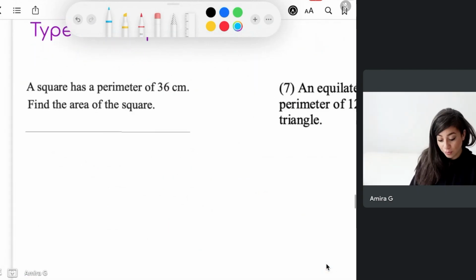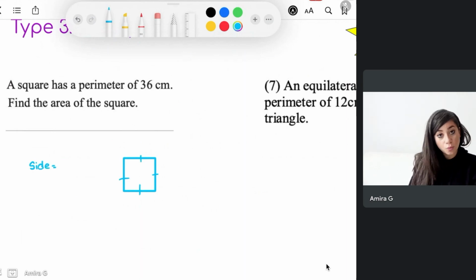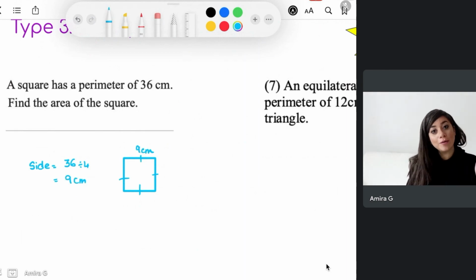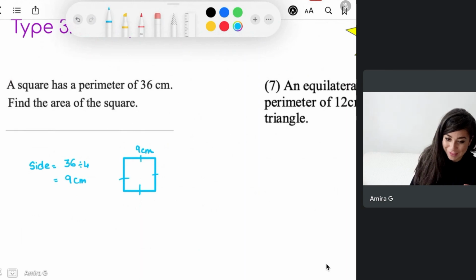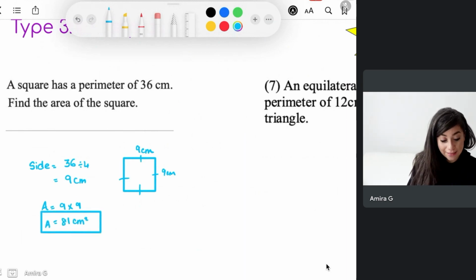Okay, the really simple one: a square has a perimeter of 36 centimeters, so you draw out a square, and then we know that all the sides are equal. If the perimeter is 36, one of the sides is going to be 36 divided by 4, which equals 9 centimeters. Find the area of a square, we do base times height. I know this one's a little bit boring, just bear with me. So area equals 9 times 9, which equals 81 centimeters squared. Okay. Now look at the next one.